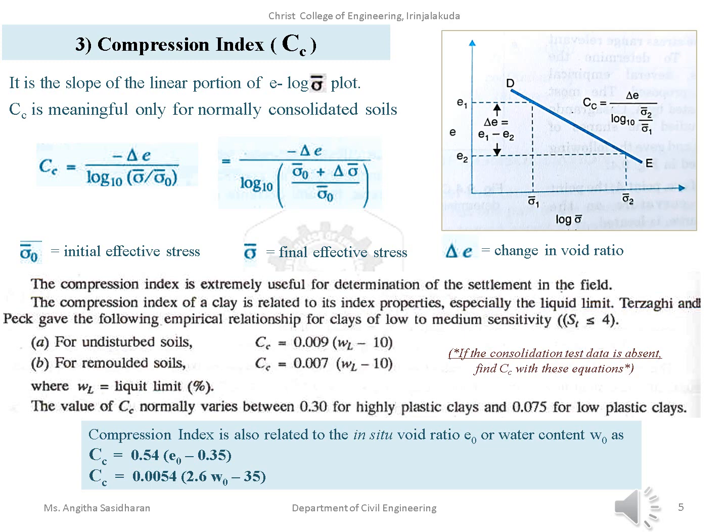So that is how we can define a normally consolidated soil. If you are taking the slope of such a linear portion, that will be meaningful only for normally consolidated soils. And Cc can be represented mathematically as delta e divided by log to the base 10 of sigma bar divided by sigma bar 0, where sigma bar will be the initial sigma 0.